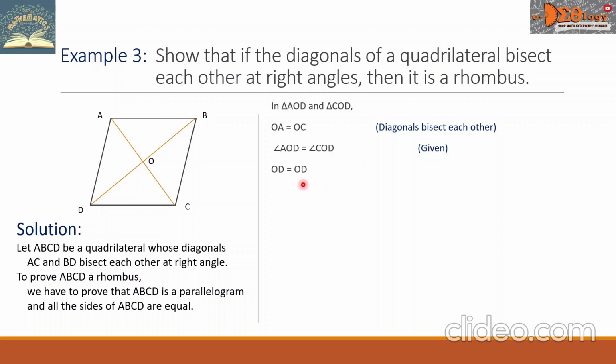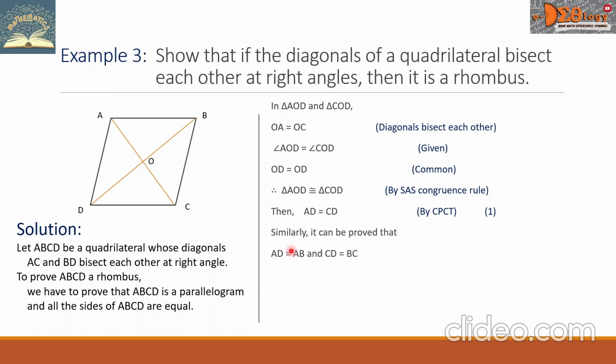Then OD equals OD. That means this OD is a side that is common to the two triangles. Therefore, we conclude that triangle AOD is congruent to triangle COD by the SAS congruence rule. Then we conclude that AD equals CD because corresponding parts of congruent triangles are congruent. This is equation 1. Similarly, it can be proved that AD equals AB and CD equals BC. Let this be equation 2. From equations 1 and 2, we combine them and conclude that AB equals BC equals CD equals AD.